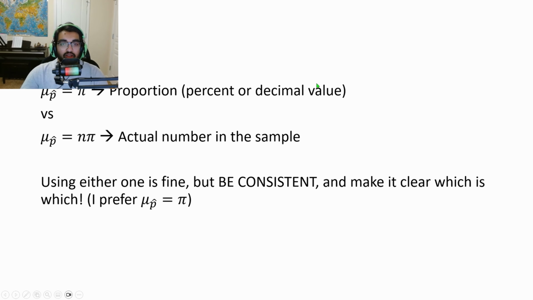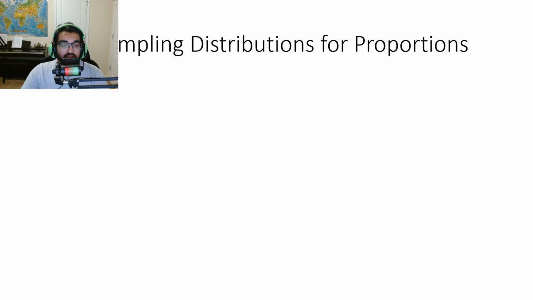It is a percent or decimal value. Mu sub p hat equals n times pi is the actual number in the sample. For example, if you have a sample with 100 people and 65% of them like the color blue, then that means 65 people in the sample like the color blue. Using either one is fine, but you must be consistent with what you're using and make it clear which is which. For the record, I myself prefer mu sub p hat equals pi because it fits the pattern of working with proportions and percent decimal values.